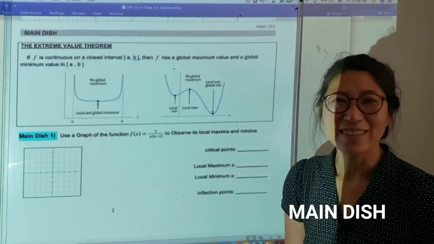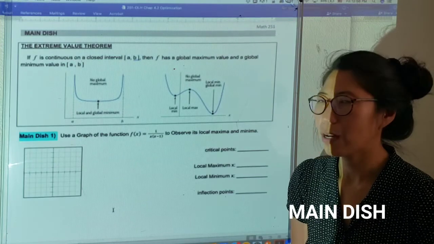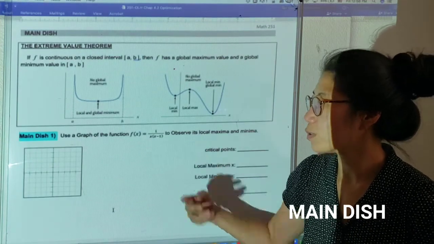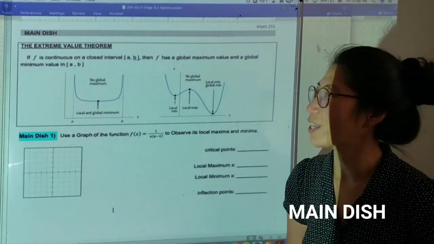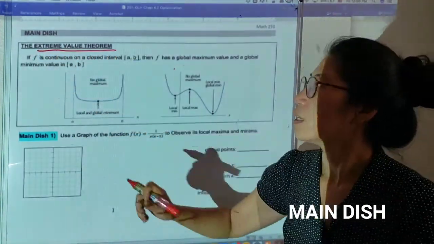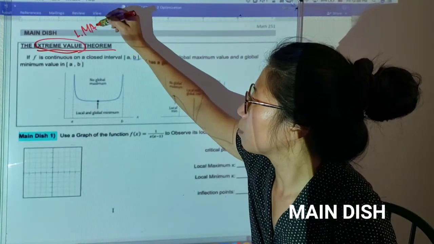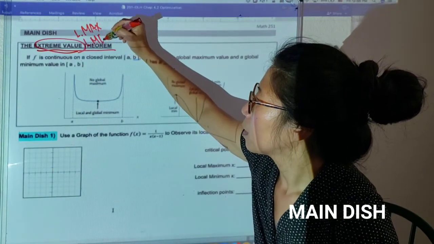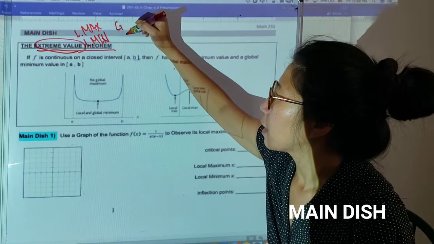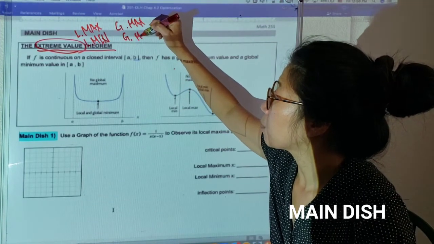Okay, class, let's look at the main dish of 4.2. We have some heavy ones where we are going to take a derivative, but before we do that, let's talk about what the extreme value theorem means. Extreme value means basically local maximum, local minimum, global maximum, and global minimum. Those we call extreme values.